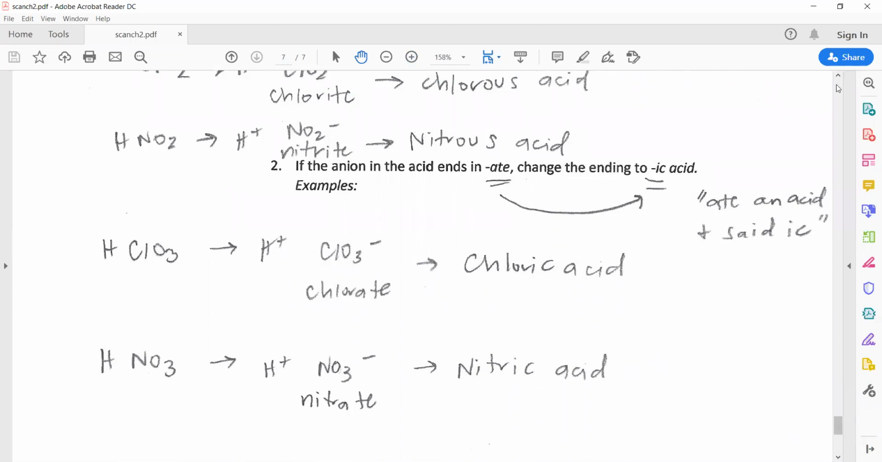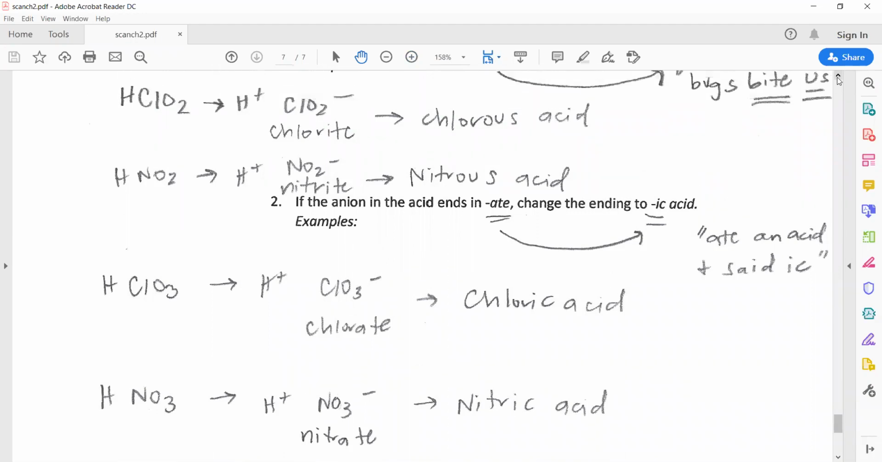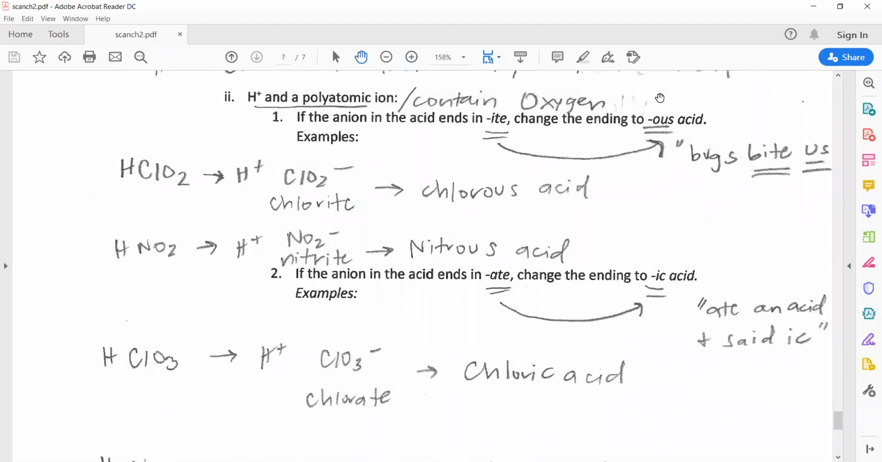So what I wrote over here to the side was the two little rules. If your polyatomic ends in ite, it changes to ous. I remember this by saying bugs bite us, ite ous, ite ous. So if the bugs bite us, if our polyatomic ends in ite, we change it to ous. And then some people say for the ate rule that you ate an acid and said ic. So ate always changes to ic. So those are the three scenarios for naming acids.